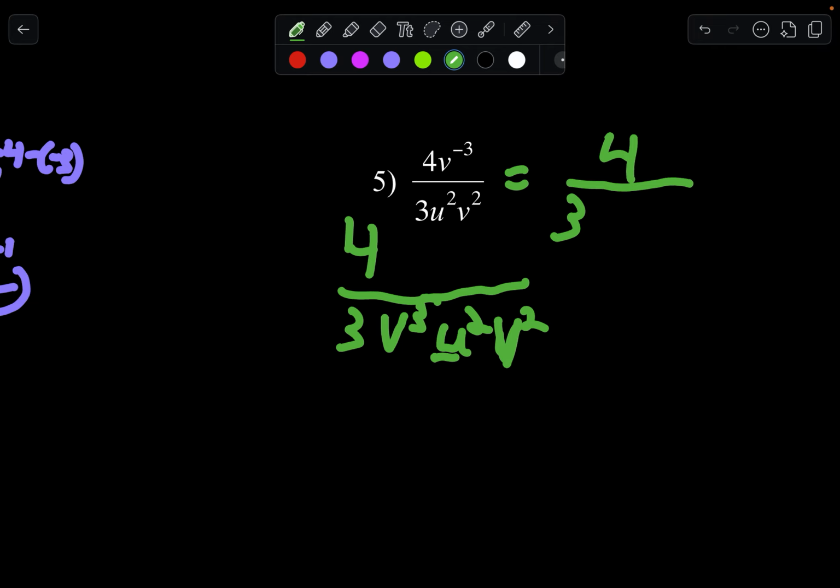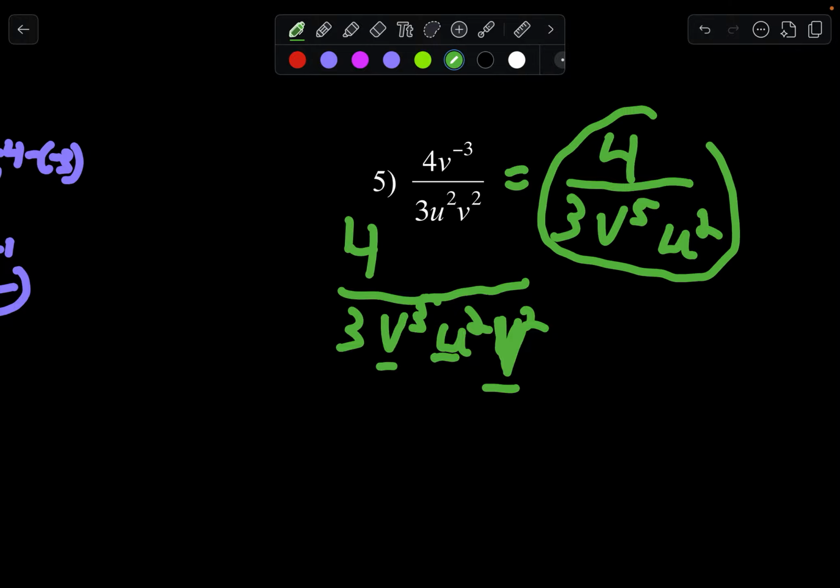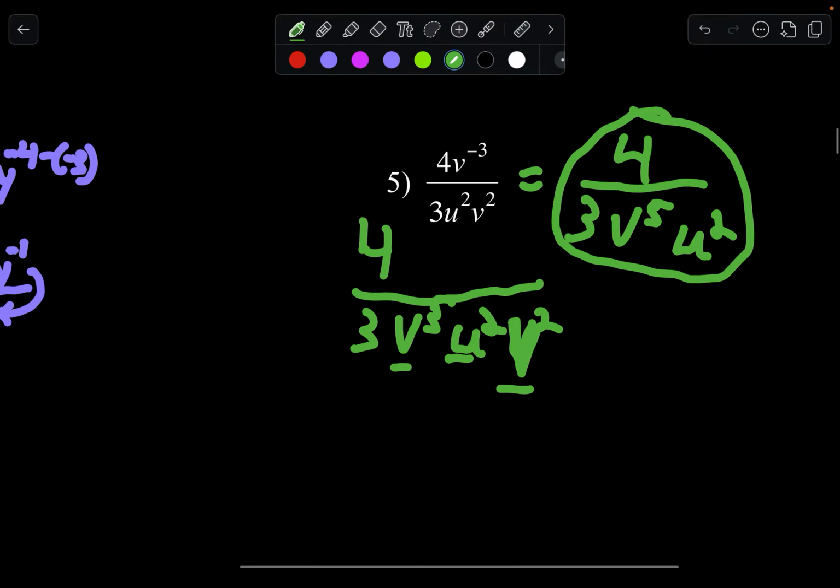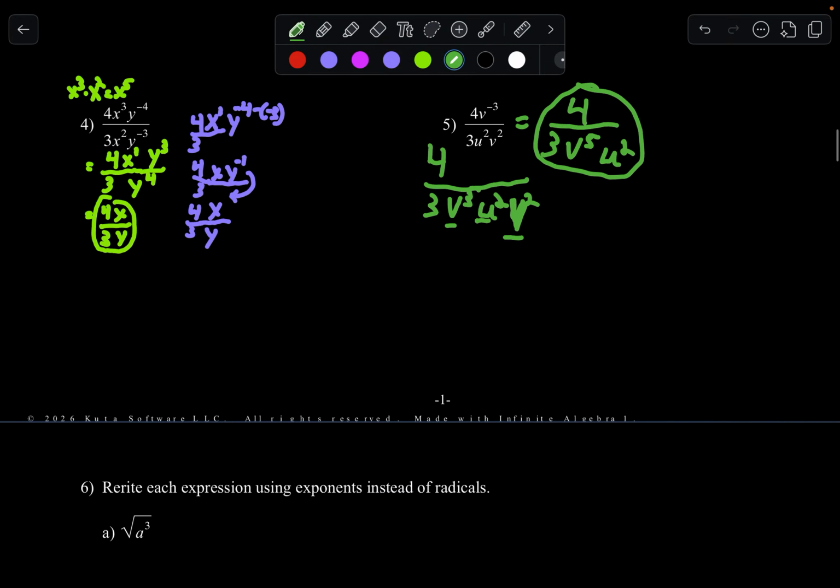This is v cubed and v squared. That's a v, not a u. So we add the exponents with the v. So v cubed, v squared is v to the fifth, u squared, and that would be the answer. Okay, I'm not going to check to see if I'm right, because I know I am. But you can. The answers are posted below.